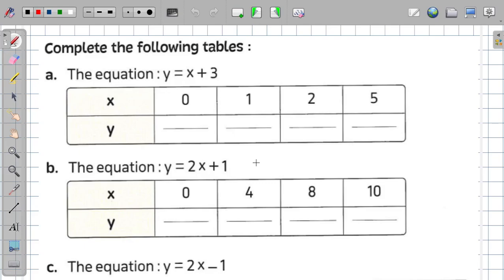Let's try some examples like this. I have the equation y equals x plus 3, and I want to complete the table. When x equals 0, y equals what? So I can say 0 plus 3 equals 3. So y here equals 3.